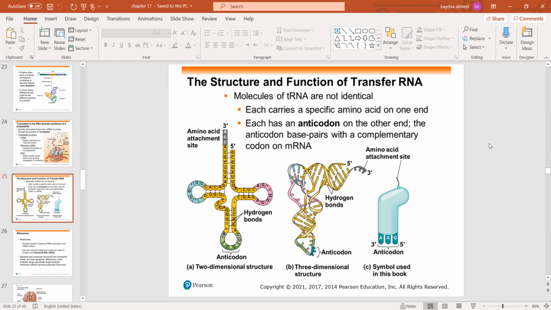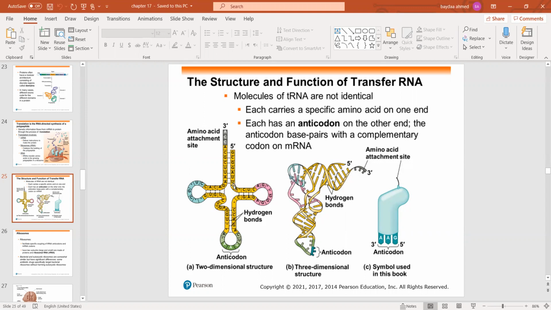The tRNA actually twists and folds into a compact 3D structure that is roughly L-shaped, with the 5' end and 3' end of the linear tRNA both located at one end of the structure.